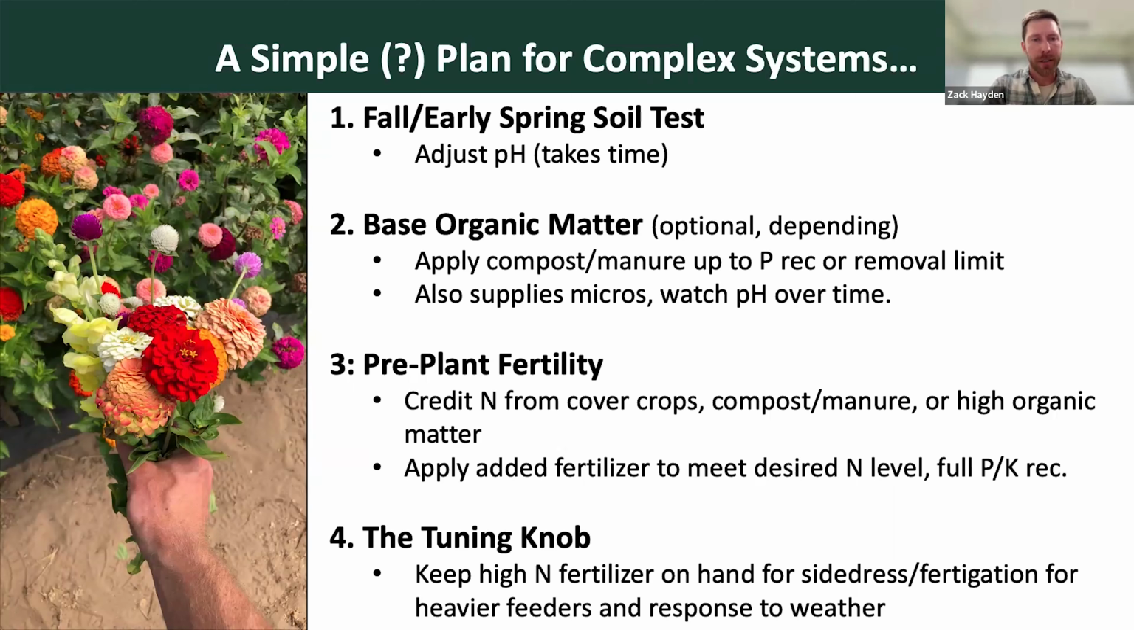Next, okay, you've got your nutrient recommendations. Let's think about pre-plant fertility. So you're going to want to credit nitrogen from any cover crops, compost, or manure, or particularly high organic matter you have. We see this often in hoop house systems where we've built up 8% organic matter on a relatively coarse soil. Yeah, you should take a credit for that. So we take a credit for that, and then any additional nitrogen, you can use a fertilizer or a higher end fertilizer to meet that desired baseline nitrogen level and any remaining phosphorus or more likely potassium recommendation.